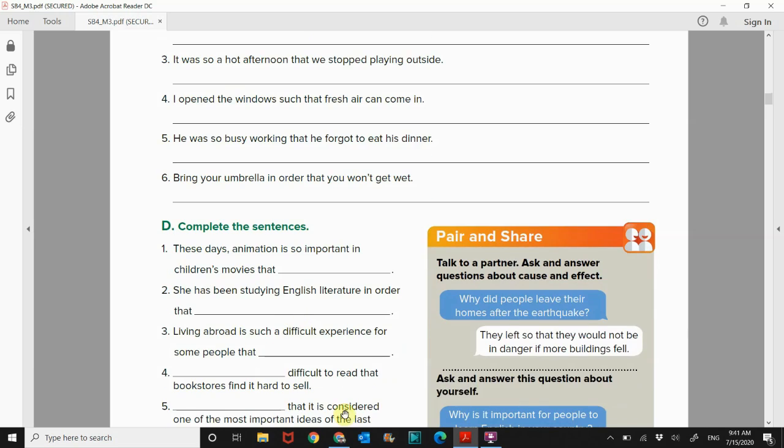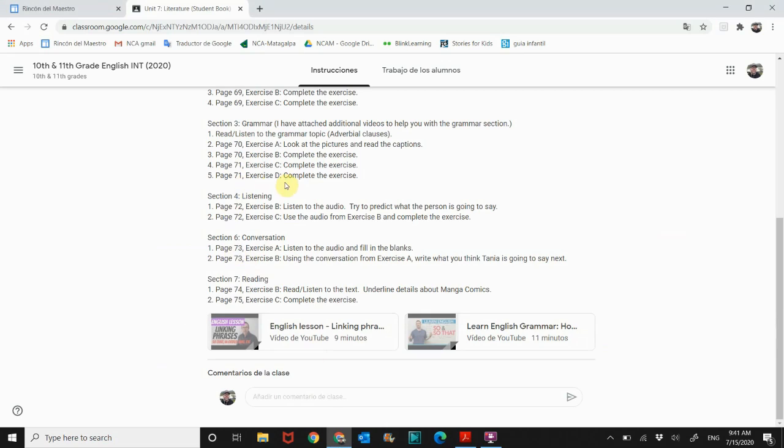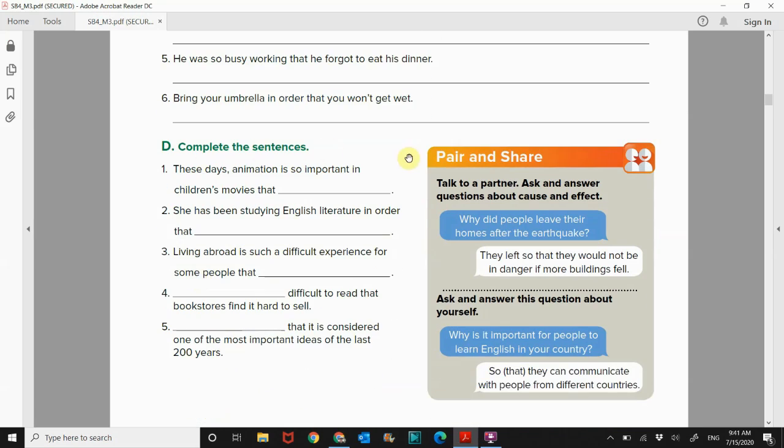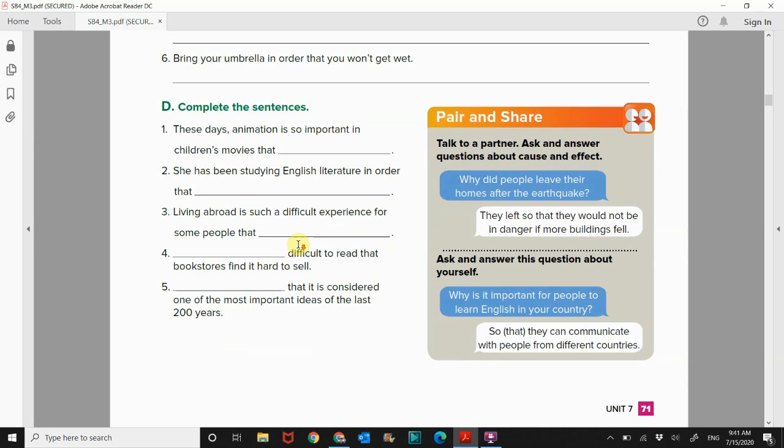All right, so part D, do we need to do... Yep, exercise D. All right, complete the sentences. These days, animation is so important in children's movies that, all right, you need to finish this sentence. The same with 2, 3, 4, and 5. I'm not going to do this for you. This is for you to practice. So you need to fill this in, and that is the last exercise for the grammar section.